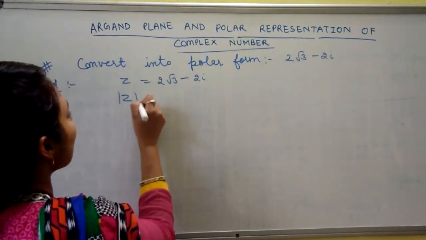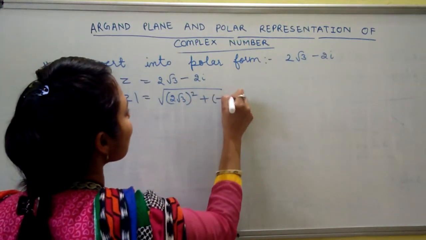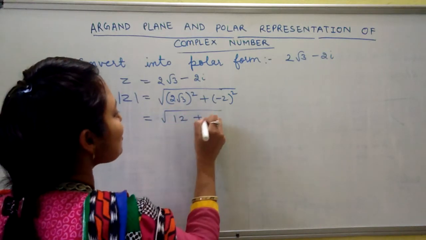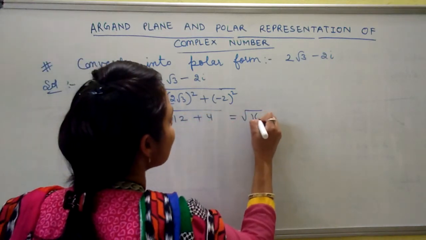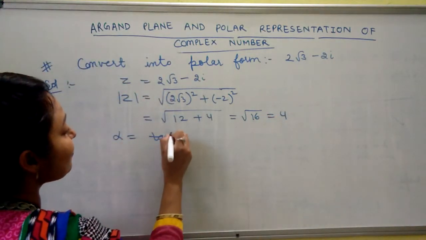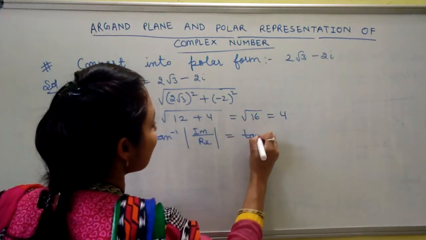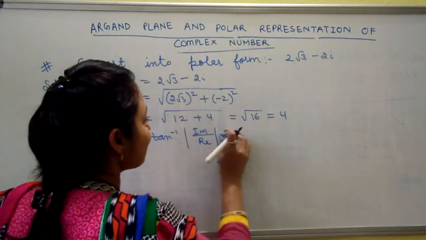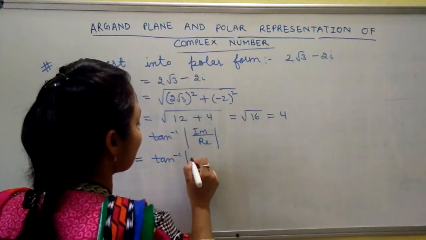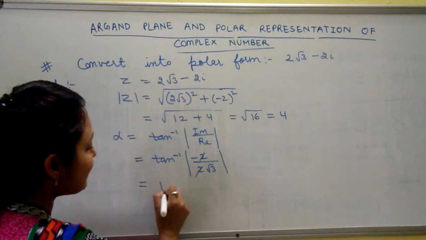First of all find mod z, that is the square root of (2 root 3) squared plus (minus 2) squared. That equals 2 twos are 4, 4 threes are 12, plus 2 twos are 4, that is 16, which equals 4. Now come to alpha. Alpha is tan inverse of imaginary upon real. The imaginary part is negative 2 upon 2 root 3. The 2 and 2 cancel, and we get tan inverse.